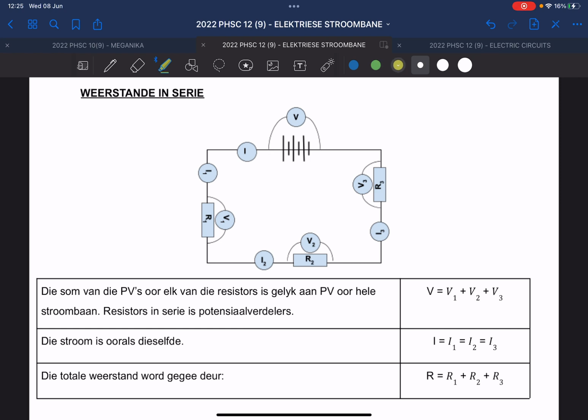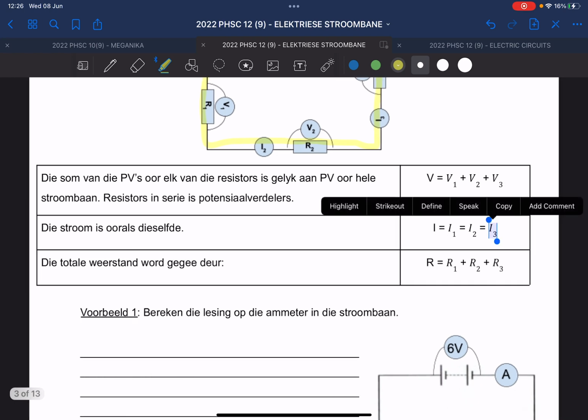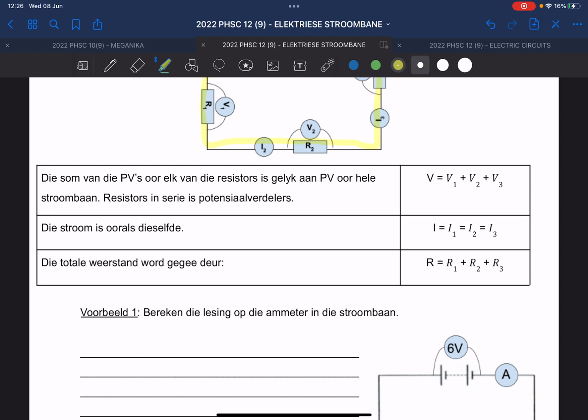Okay? First of all, we can see here that the current is the same everywhere. Die stroom is oral dieselfde. Hy split nie op nie. So the current is the same everywhere.